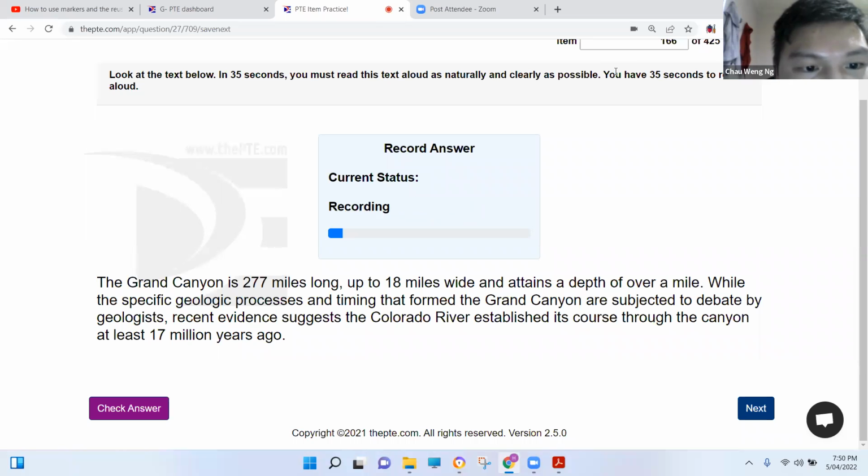The Grand Canyon is 277 miles long, up to 18 miles wide, and attains a depth of over a mile, where the specific geologic process and timing that formed the Grand Canyon are subject to debate by geologists. Recent evidence suggests the Colorado River established its course through the canyon at least 70 million years ago.